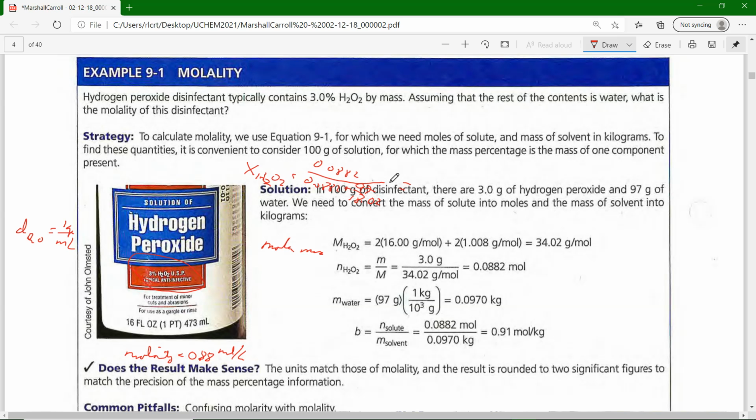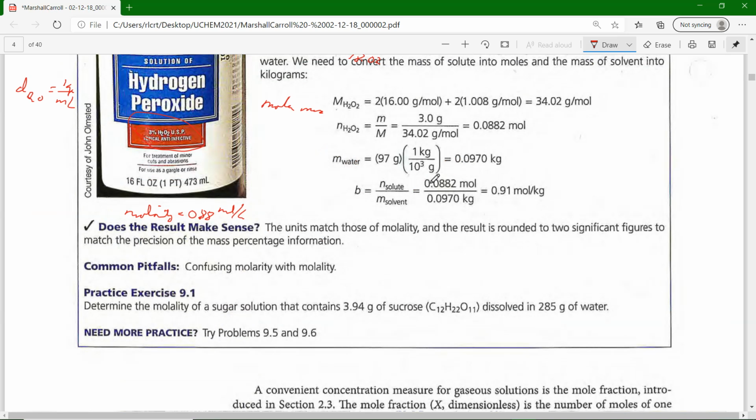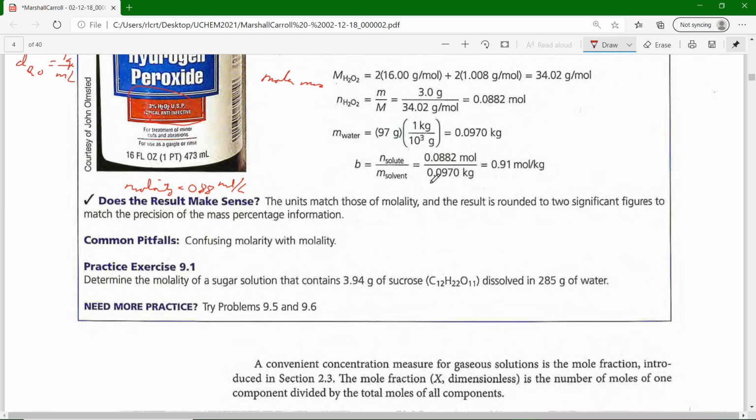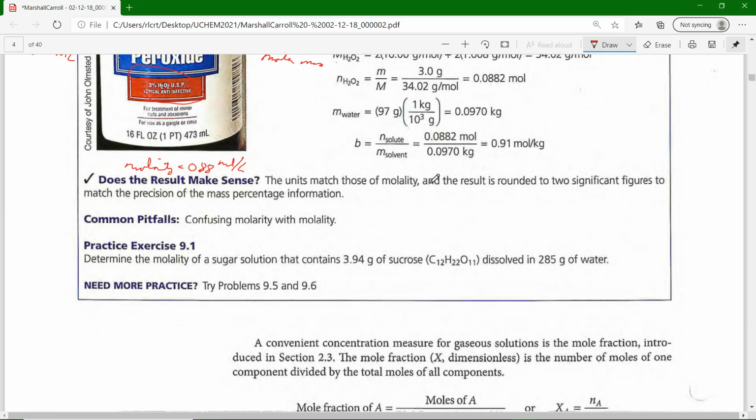0.0882 divided by 0.0882 plus 97 out of 18.02, which is 0.016. So that is the mole fraction of H2O2, if you were asked that. Okay, let's try the next one here.